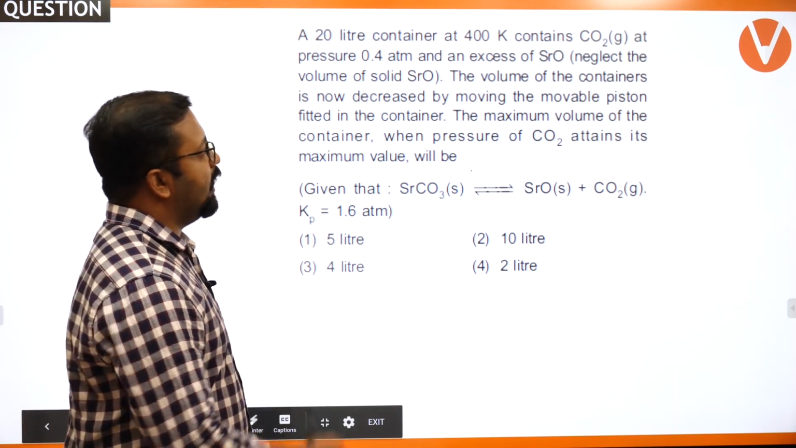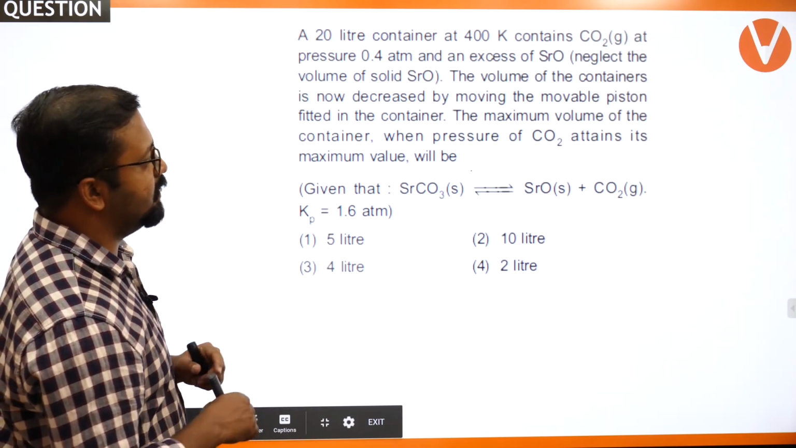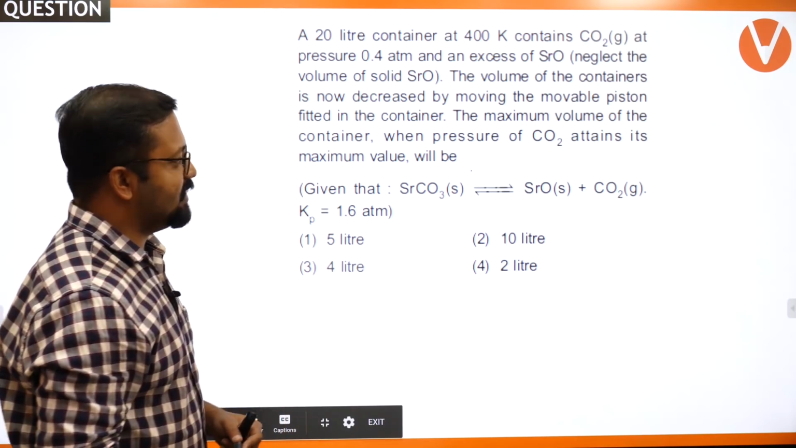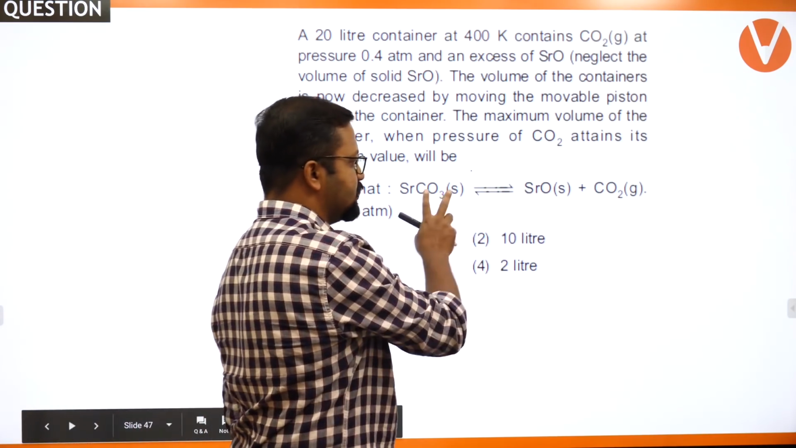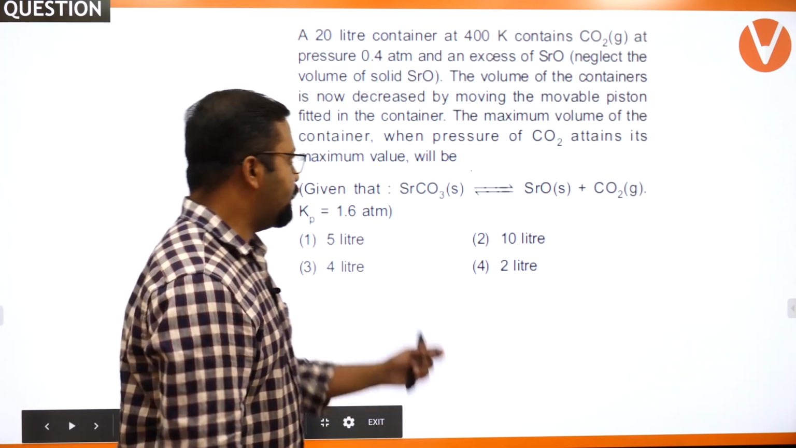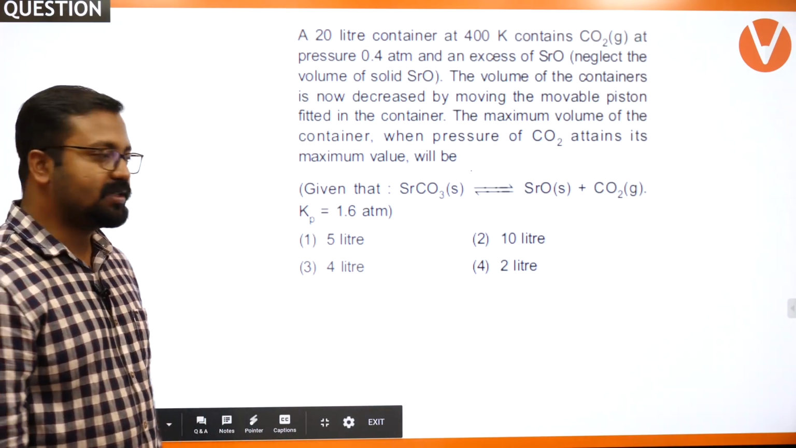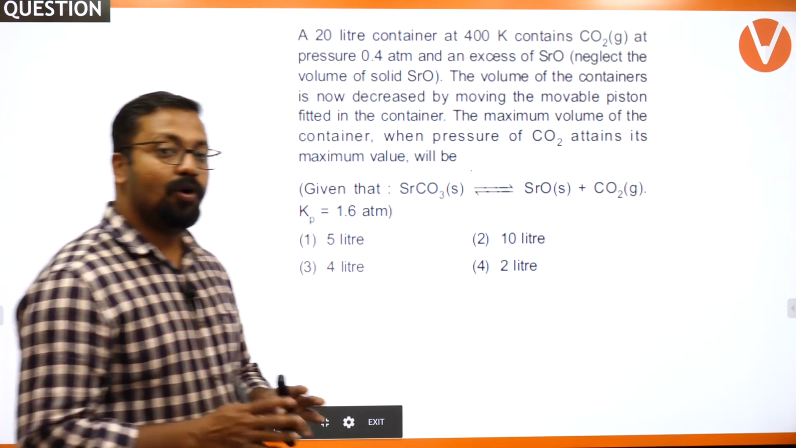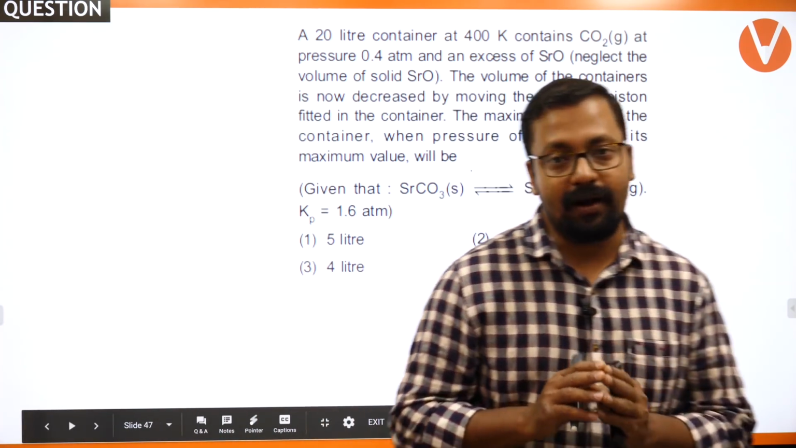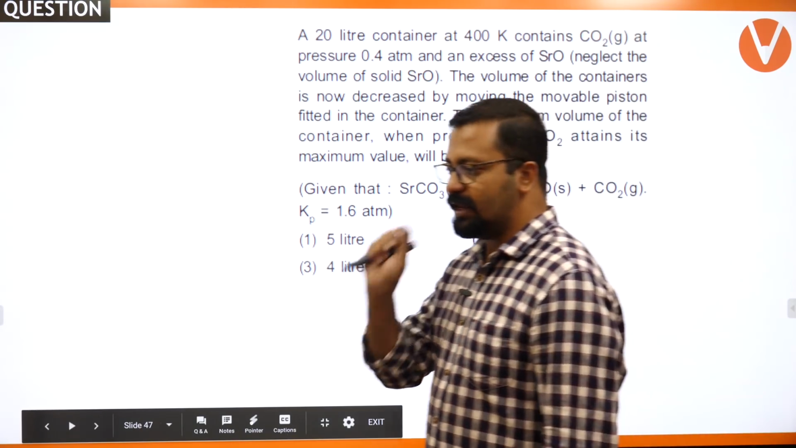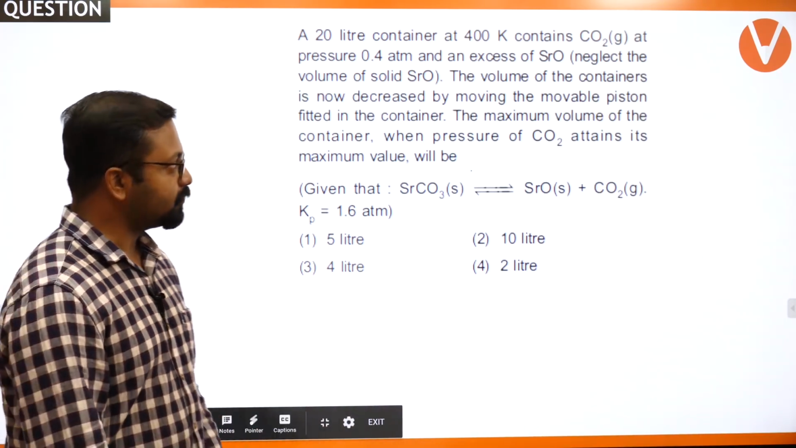A 20-liter container at 400 K contains CO2. Pressure is 0.4 and there is an excess of SrO. So SrO is solid, and this is CO2. If I look at this equilibrium, the equilibrium constant Kp is 1.6, then the equilibrium constant would be only due to the pressure of CO2. CO2 के कारण ही ये होना चाहिए.